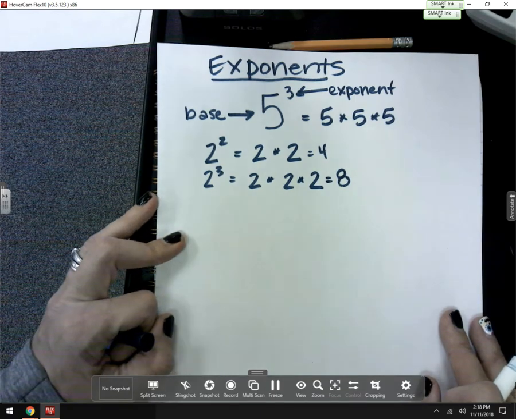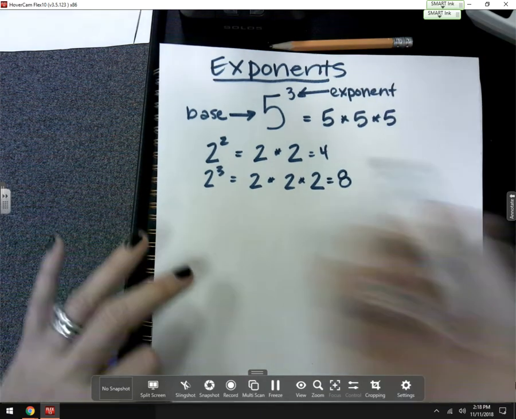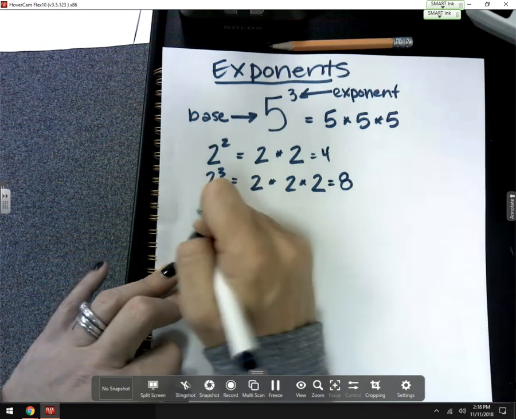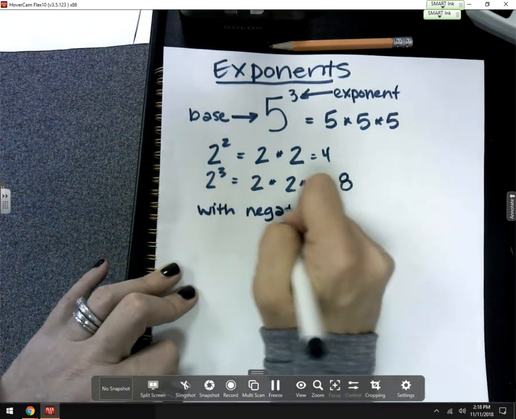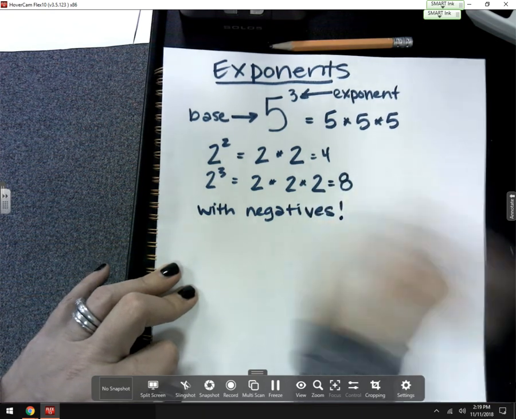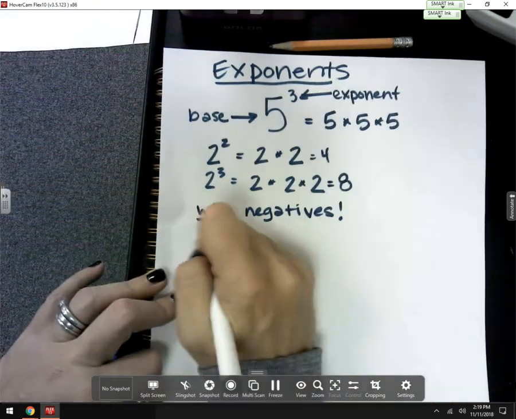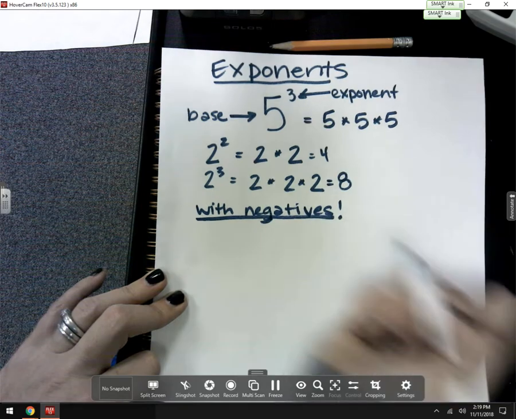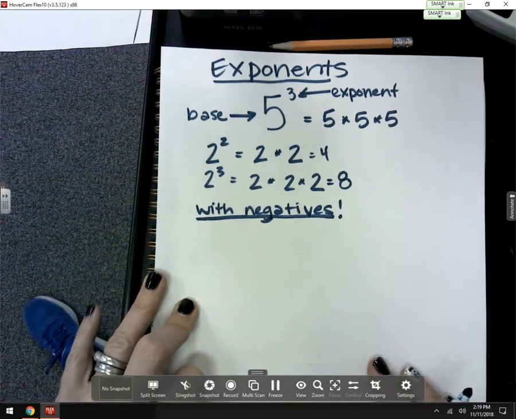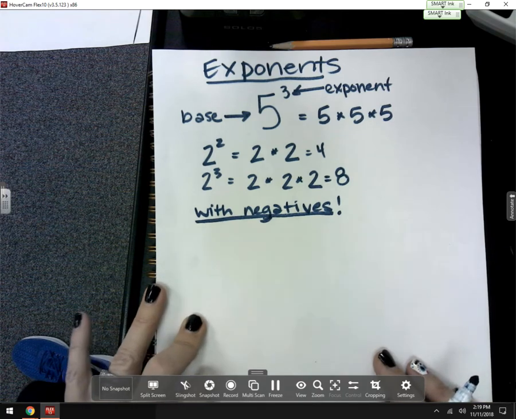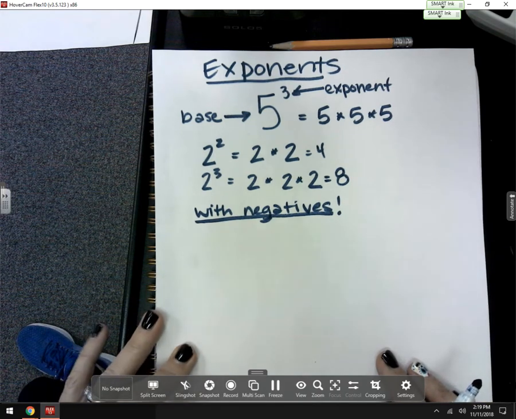So of course we're going to kick this up a notch and add that in there. So I want you guys to write on the next line, negatives, and an exclamation point to show that's important. So there's two different ways that we might see exponents with negatives. The first way that we can see exponents with negatives is like this.